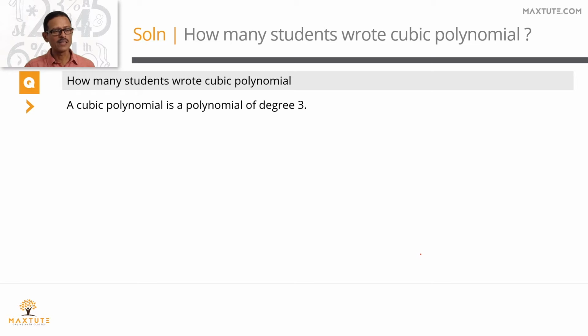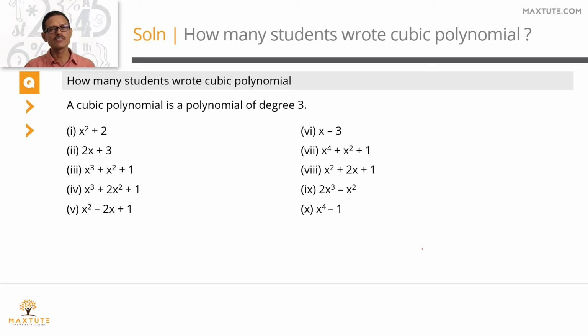What's a cubic polynomial? A cubic polynomial is a polynomial of degree 3. What do we mean by degree 3? The highest power of the variable in a polynomial, if it is 3, such a polynomial is called a degree 3 polynomial or a cubic polynomial. Let's quickly run through all 10 responses and check out which all have the highest power of the variable as 3. The highest power here is 2, so this is not the one we are talking about.